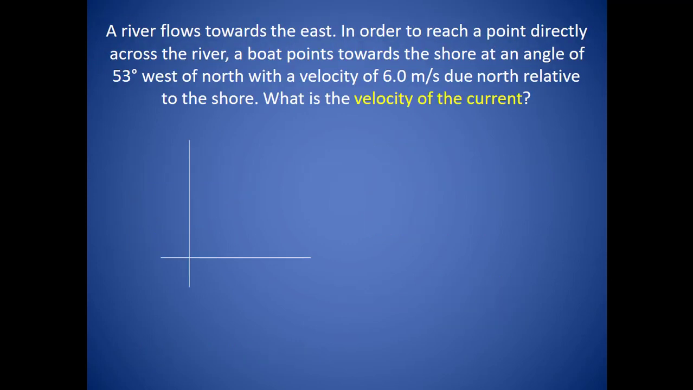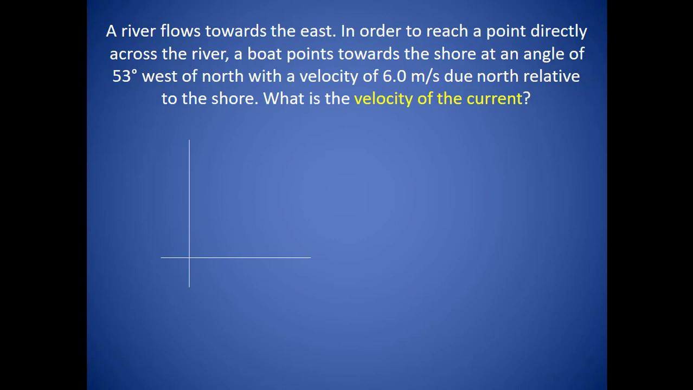So now we have a river flowing towards the east. In order to reach a point directly across the river, a boat points towards the shore at an angle of 53 degrees west of north, with a velocity of 6 meters per second due north relative to the shore. What is the velocity of the current?